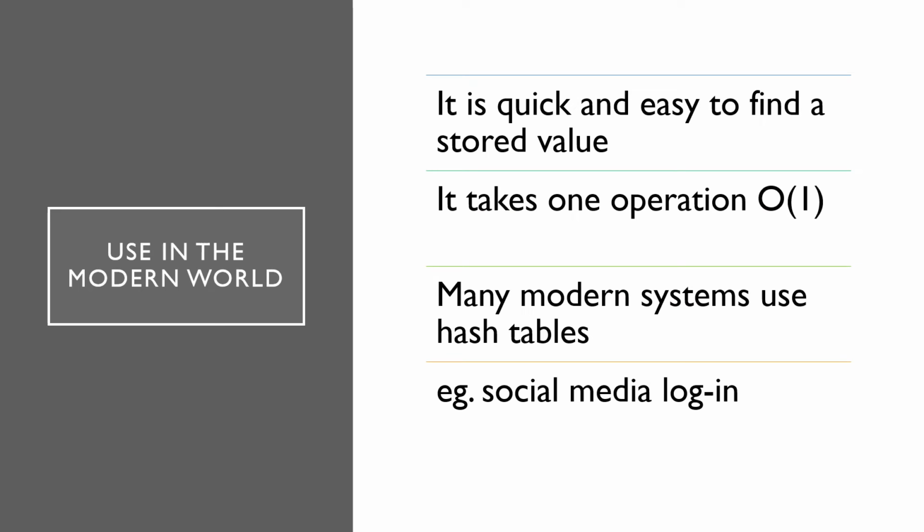It's quick and easy to find the stored value. It takes a single operation, so the big O value is 1. So many modern systems use hash tables. For instance, if you're going to log in to a social media account, through your unique username, it will go directly to your account. There won't be a long search process. That wouldn't be possible because there are so many millions or even billions of people who have an account.